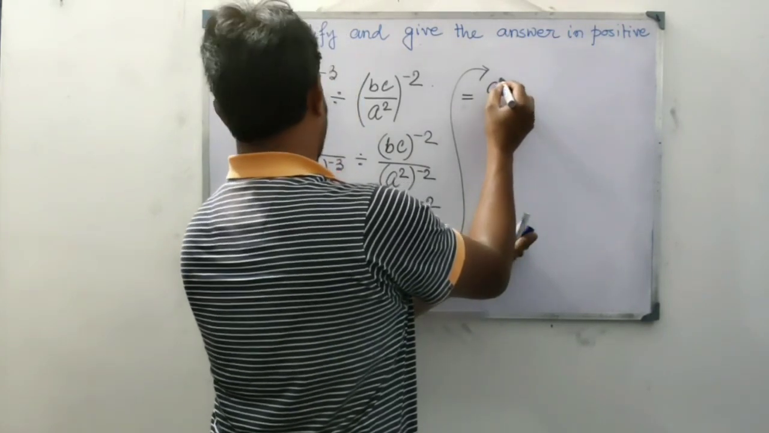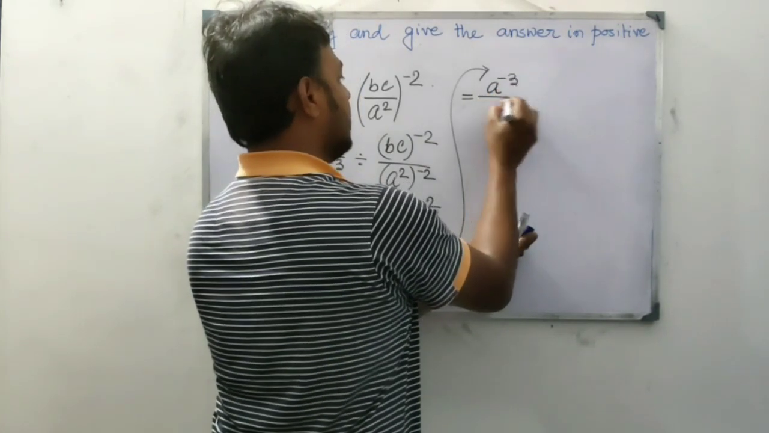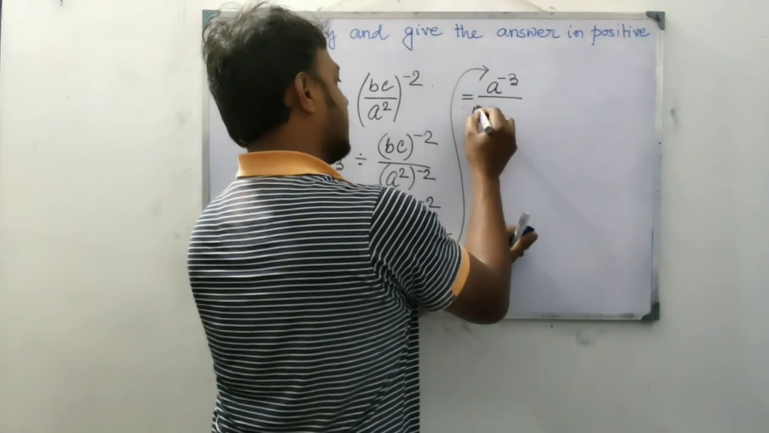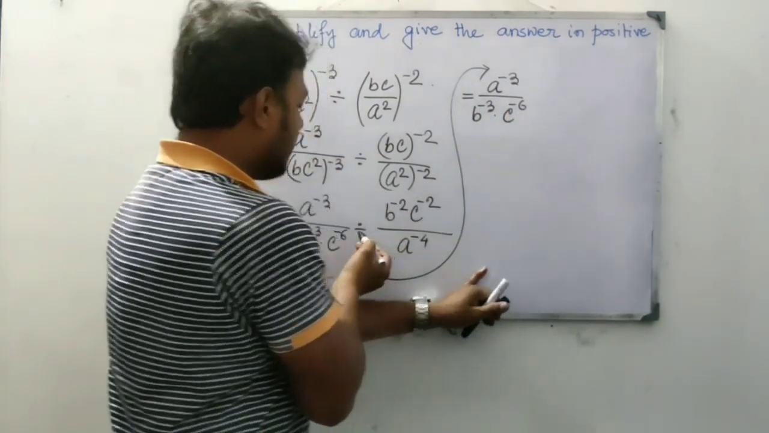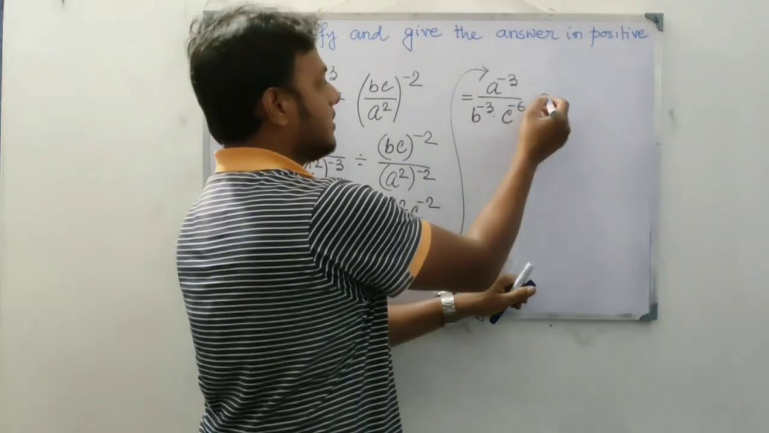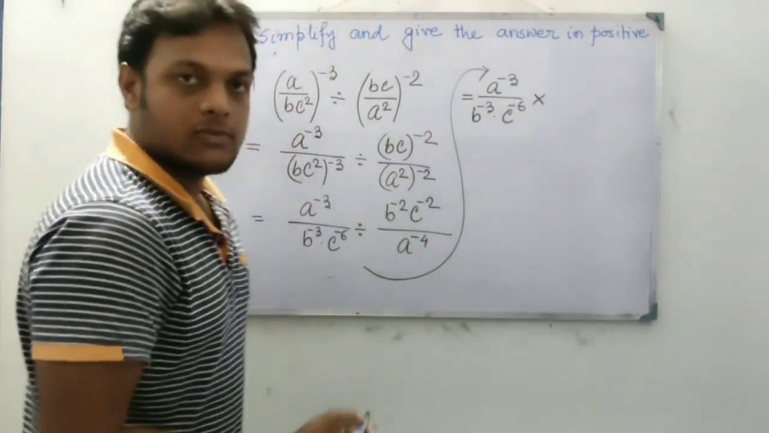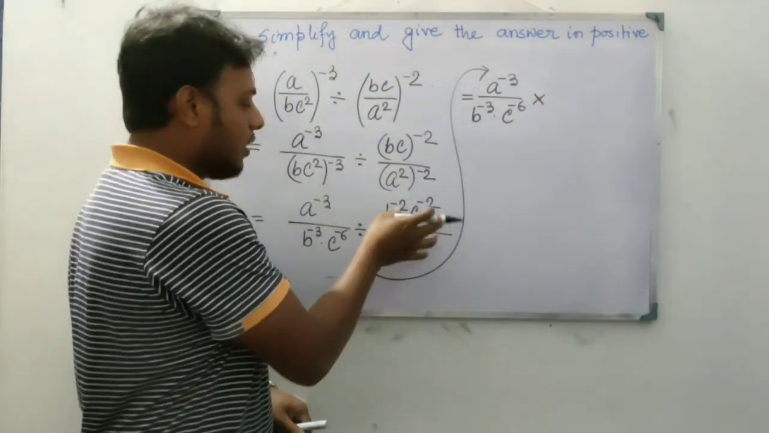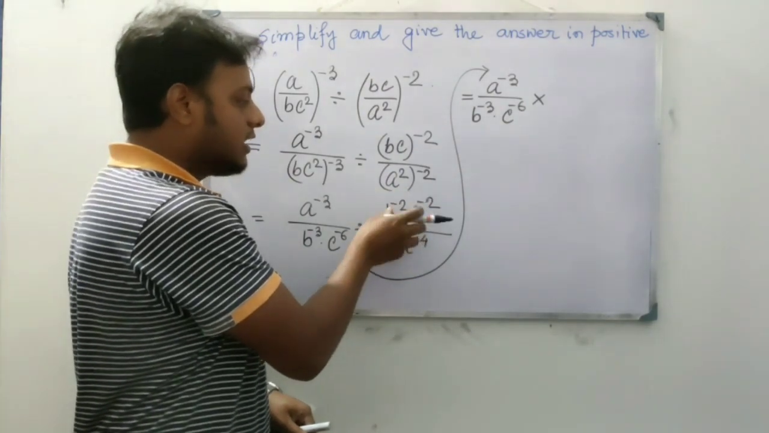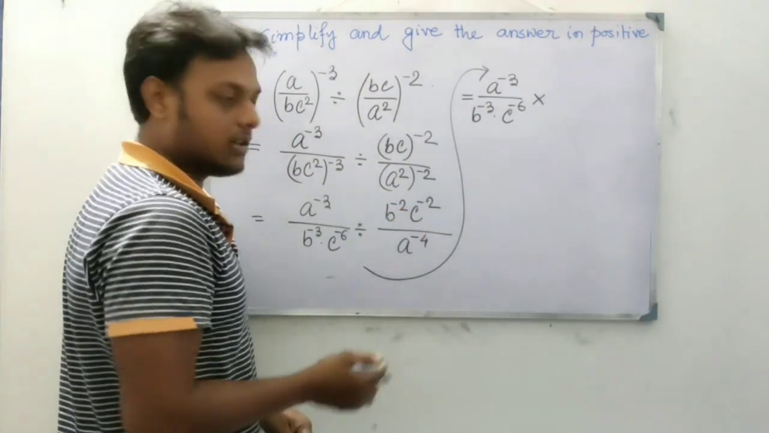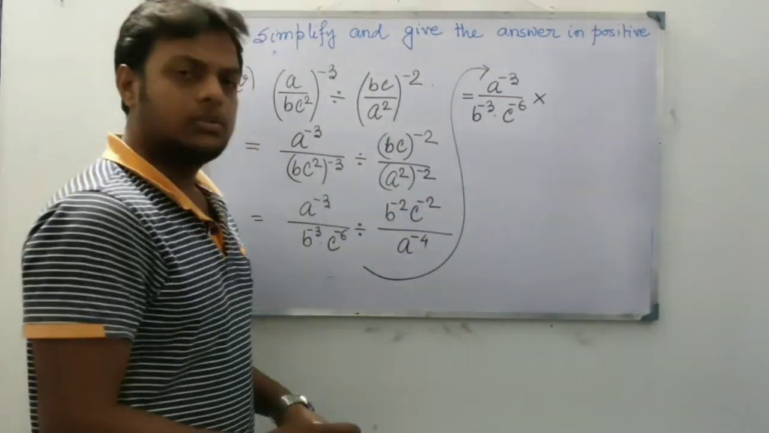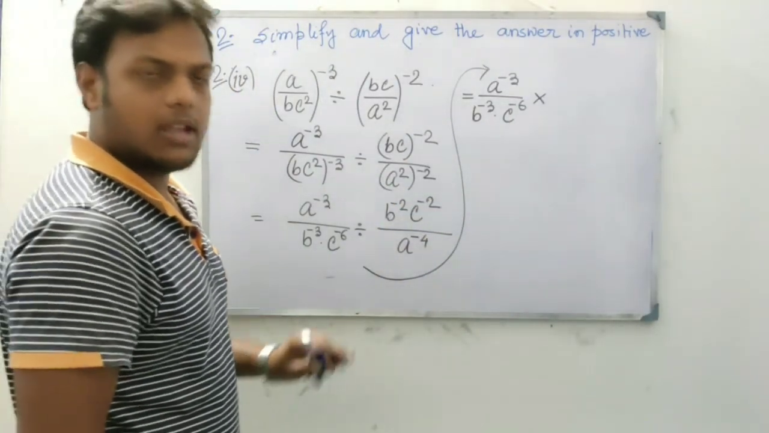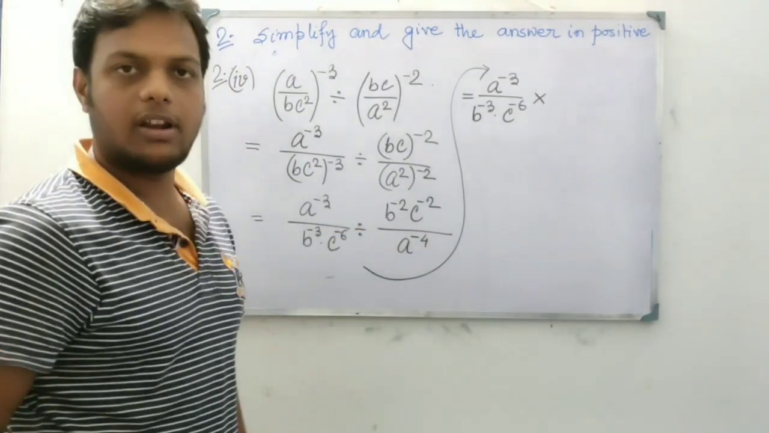Okay, first fraction keep it unchanged, e to the power minus 3 by b to the power minus 3 into c to the power minus 6. In the place of division, we will use cross. If we use cross, then we have to consider the reciprocal of the second fraction. That means numerator will go to denominator, and denominator will go to numerator. We have to interchange the numerator and denominator.